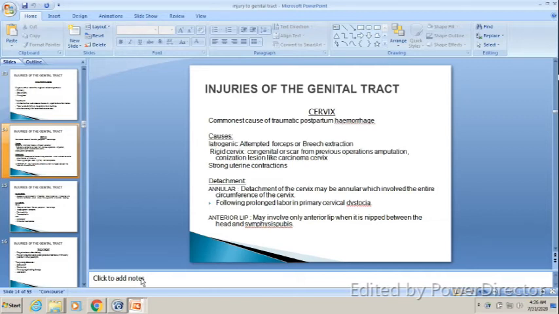You apply forceps. But sometimes in such a hurry, you are not able to see that the cervix is not fully dilated. So when you apply forceps and push the baby, the cervix is not completely dilated and it gets torn. It can tear with the instrument also. It can tear with a pull of force, with a sudden dilatation, a sudden pulling of the cervix. It can happen. So attempted forceps delivery or breech extraction. In breech extraction also, what happens?